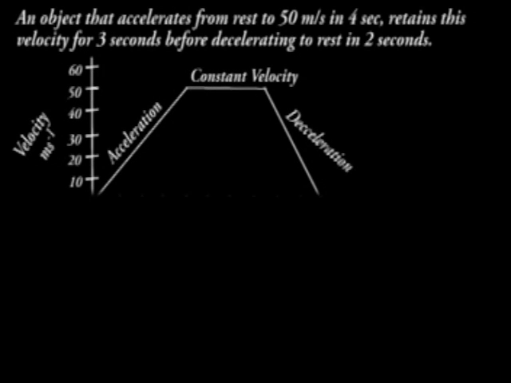Velocity time graph. When the velocity of a moving object is recorded at time intervals, a velocity time graph is obtained. Consider an object that accelerates from rest to 50 meters per second in 4 seconds, retains this velocity for 3 seconds before decelerating to rest in 2 seconds. The graph will appear as follows.